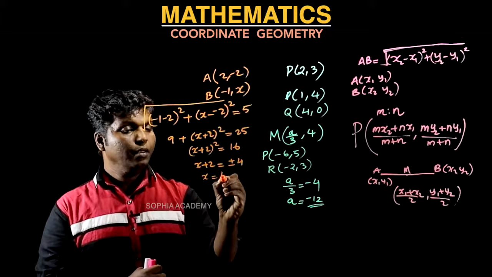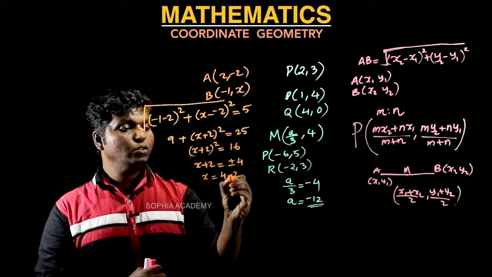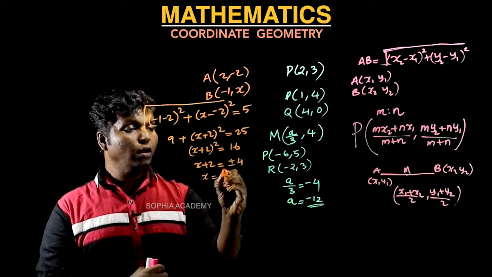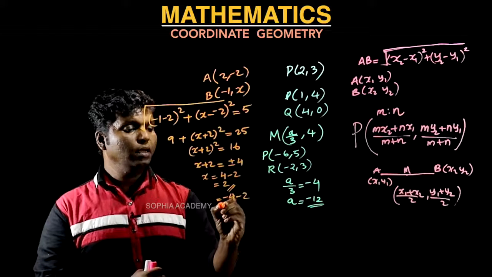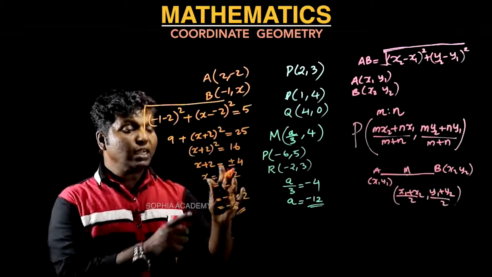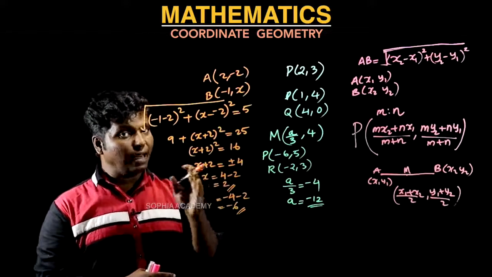Taking the first one, if it is 4, then 4 minus 2, the answer is 2. Or, if you are taking minus 4, it can be minus 4 minus 2 and the answer will be minus 6. Now, check out in these two things which is given, that will be your answer.